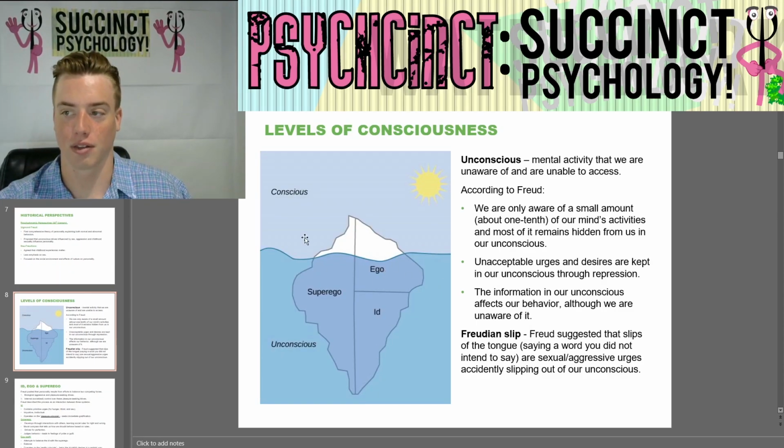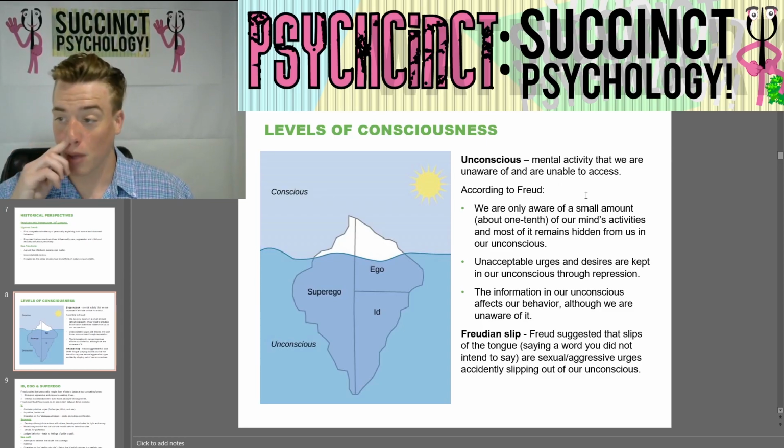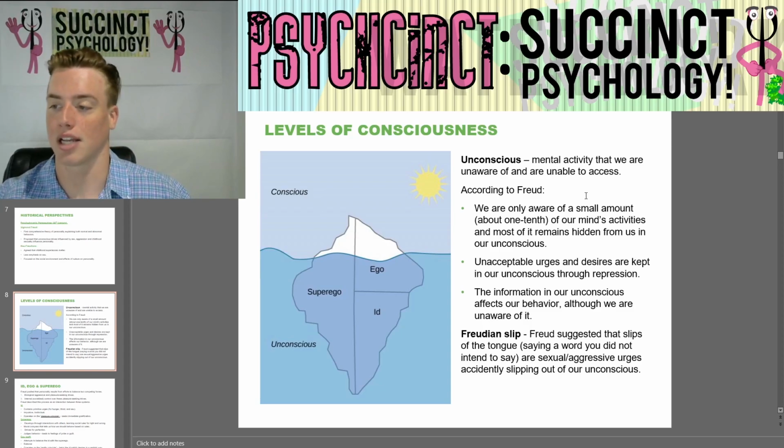And this is another throwback, the levels of consciousness. So unconscious is the mental activity that we are unaware of and are unable to access. And according to Freud, we are only aware of a small amount, about 1/10 of our mind's activities, and most of it remains hidden from us in our unconscious. Now, unacceptable urges and desires are kept in our unconscious through repression. The information in our unconscious affects our behavior, although we are unaware of it. Again, unconscious, you're not conscious of it.